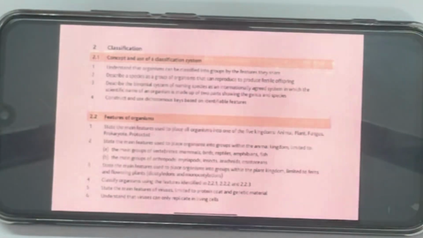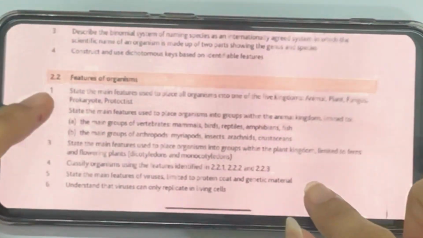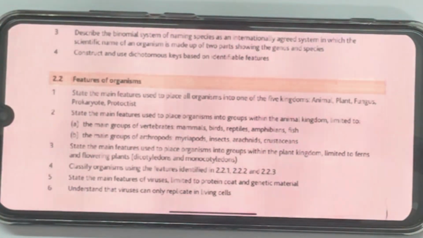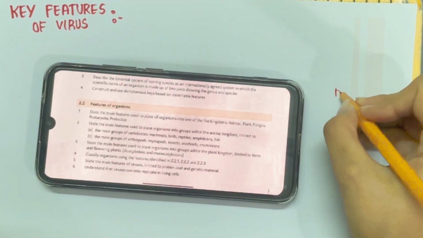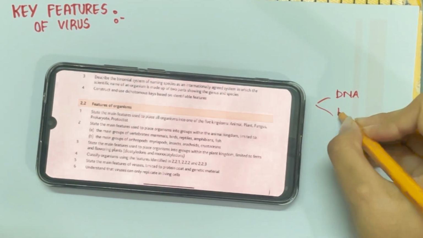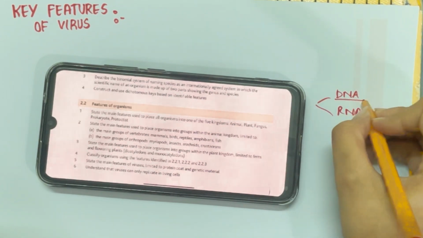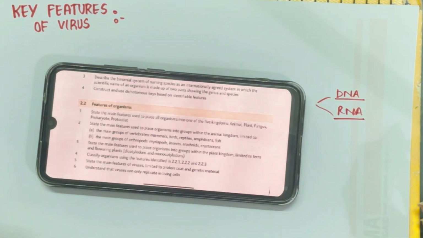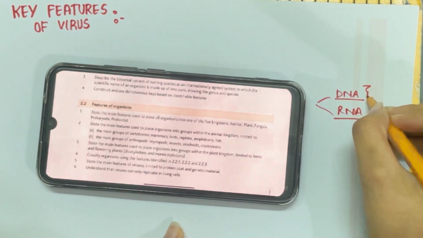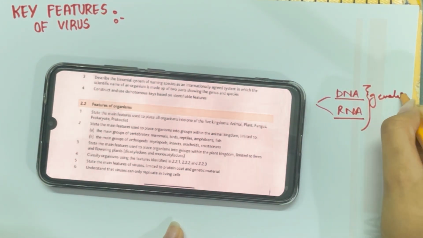In the syllabus, we have 2.1 and 2.2. We have almost covered most of the syllabus, and only the last two pointers of 2.2 are left. The last two pointers say to state the main features of viruses limited to protein and the genetic material. By genetic material, it includes DNA as well as RNA, that means deoxyribonucleic acid and ribonucleic acid. So it includes both of the genetic materials.